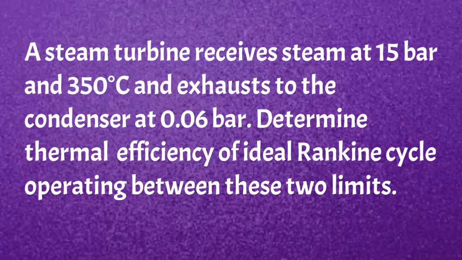We will solve one problem. A steam turbine receives steam at 15 bar and 350 degrees Celsius and exhausts to the condenser at 0.06 bar. Determine the thermal efficiency of the ideal Rankine cycle operating between these two limits.